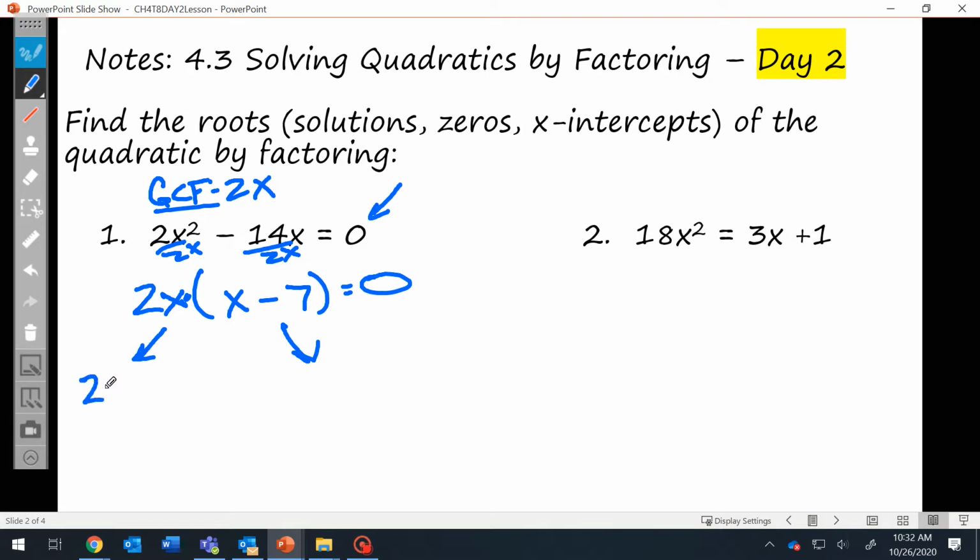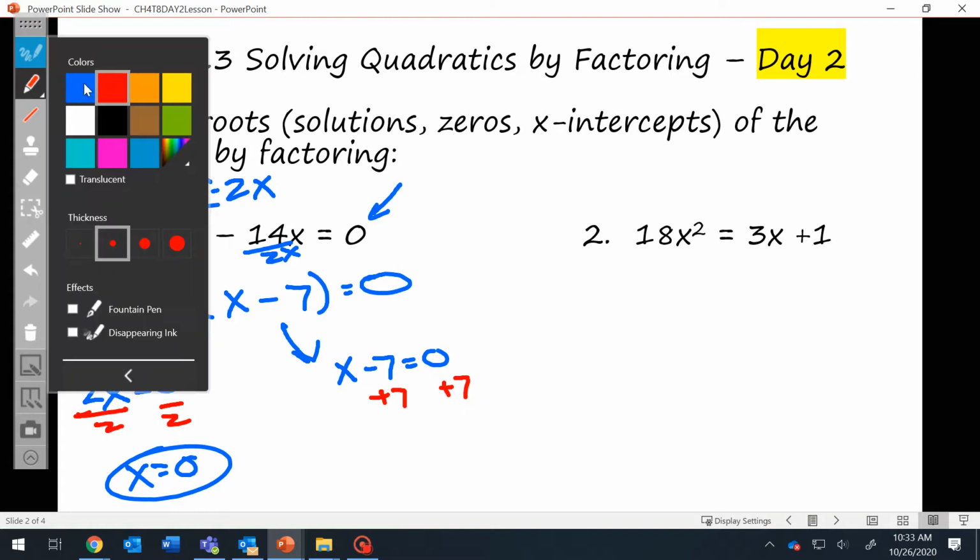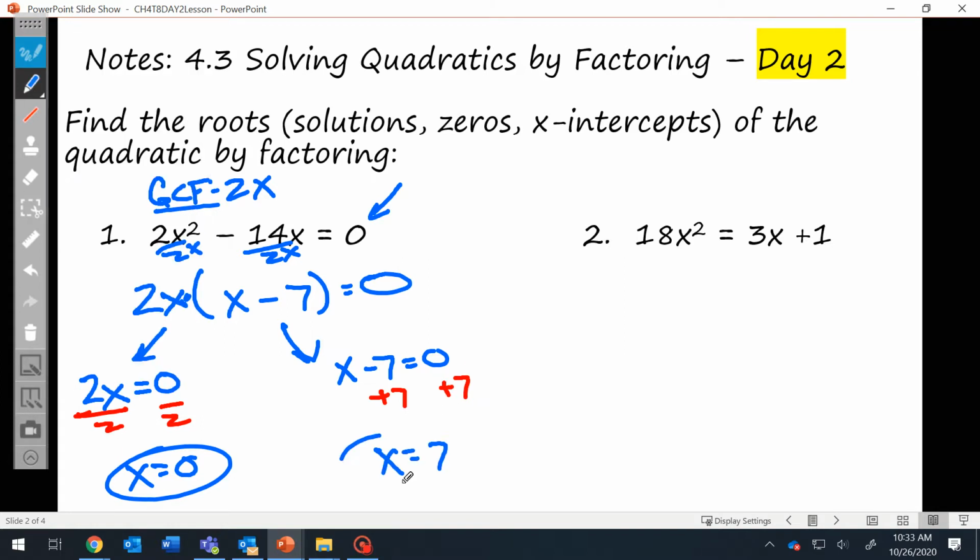And we can see that simply by setting each of these factors equal to 0 and solving them. 2x equals 0, x minus 7 equals 0. Divide by 2. Our first solution is 0, just like we thought it would be. Add 7. My second solution is 7, just like I said it would be. And we can see that 0 would make the first factor 0, and 7 would make the second factor 0, because 7 minus 7 is 0.